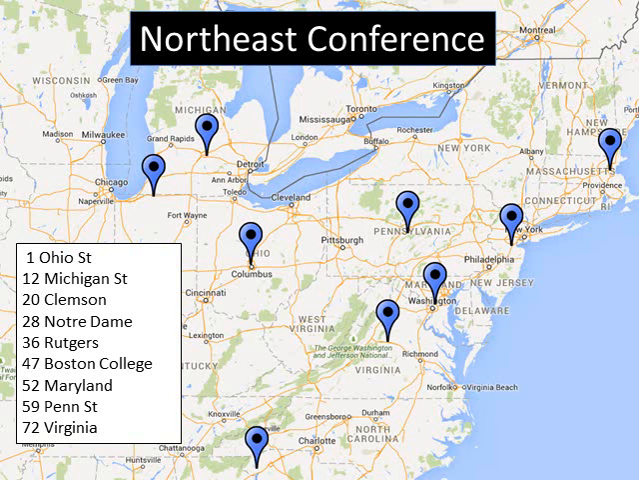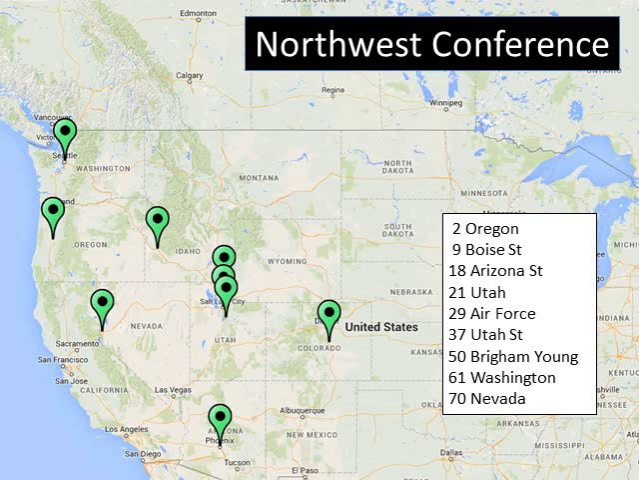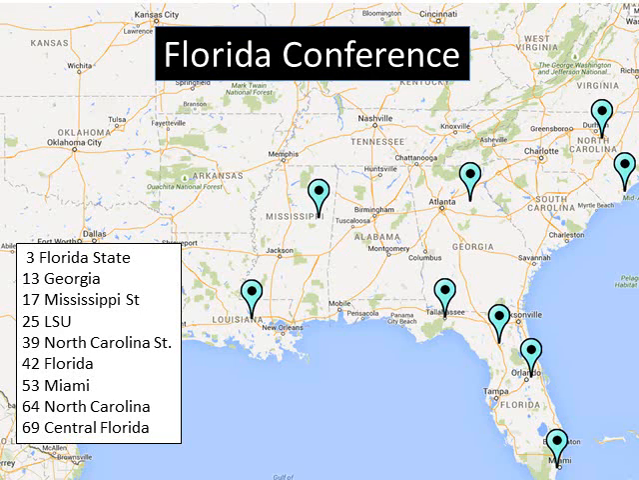So after I've done that, I've got 8 conferences. I'll quickly go through them. This is the Northeast Conference. It's got the number 1 team, Ohio State, in it. The Northwest Conference has teams from the Northwest, including Oregon. The Florida Conference has all four of the Florida teams, and some other teams that are close by.